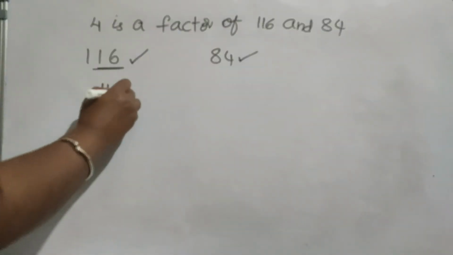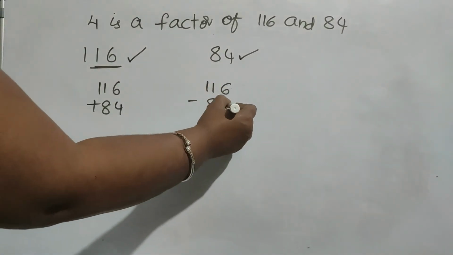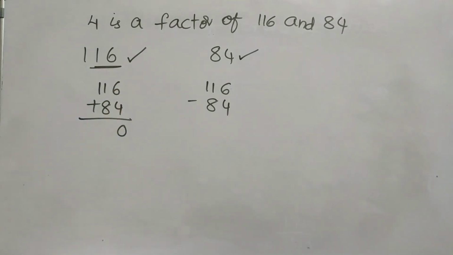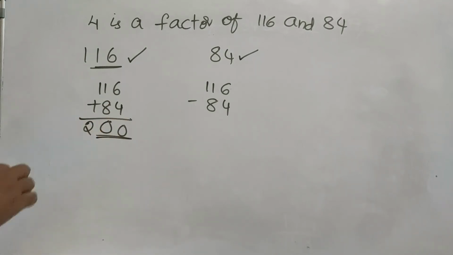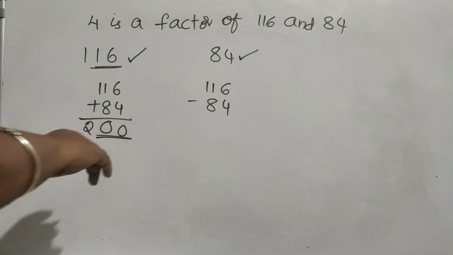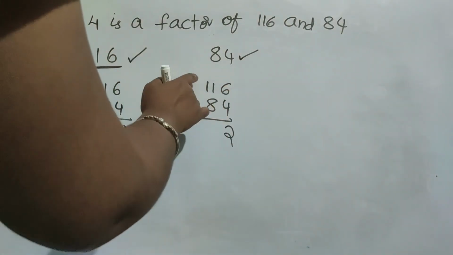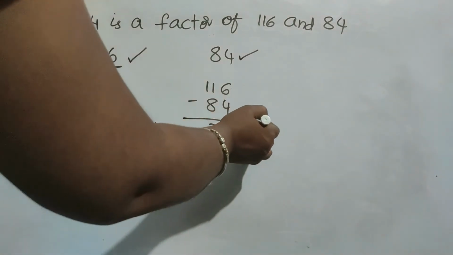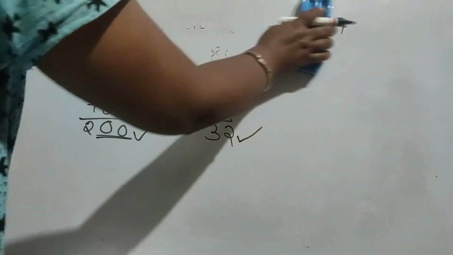Now we need to see the addition part, and the subtraction part. 6 plus 4 is 10, 8 plus 1 is 9, plus 1 is 10, so 200. If the last two digits are 2 zeros, then the 4 table will go completely into the whole number. So this follows the 4 division rule. 6 minus 4 is 2, 11 minus 8 is 3, so 32. 8 4s are 32. This also follows. This is also correctly explained. Now the third question.